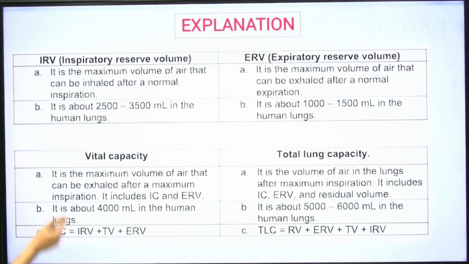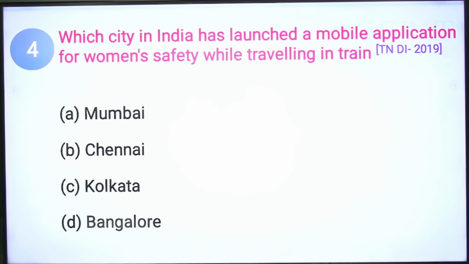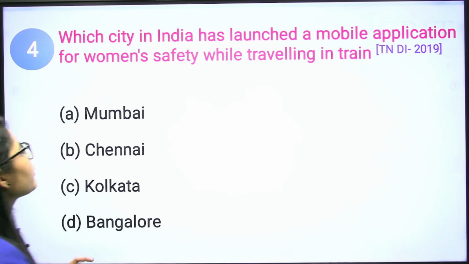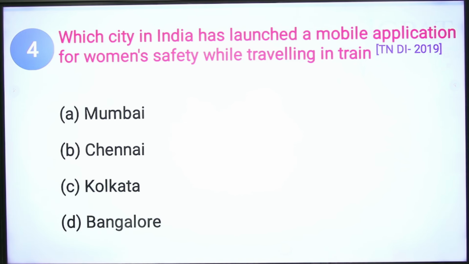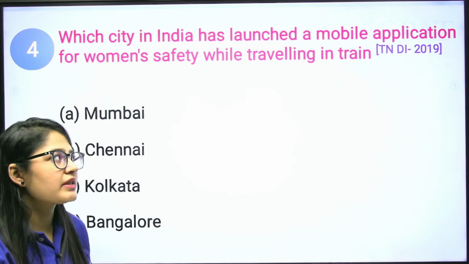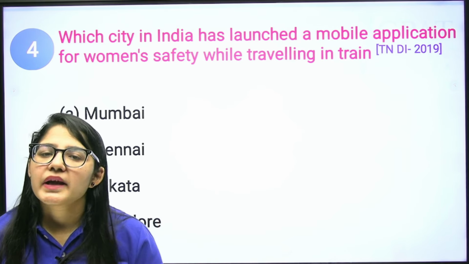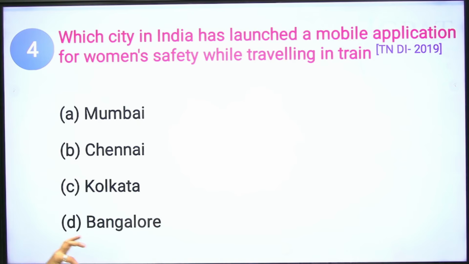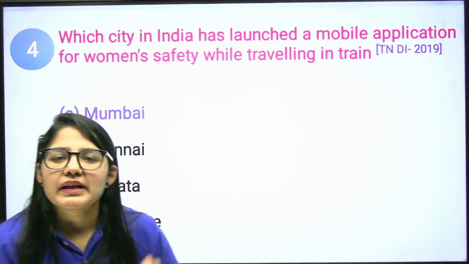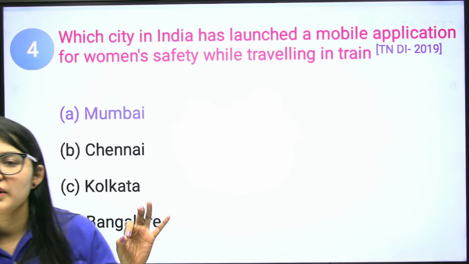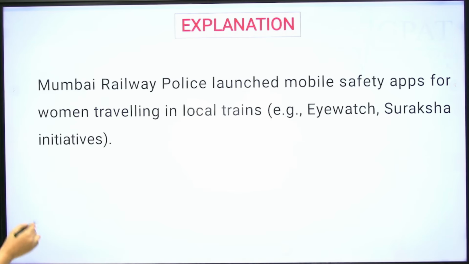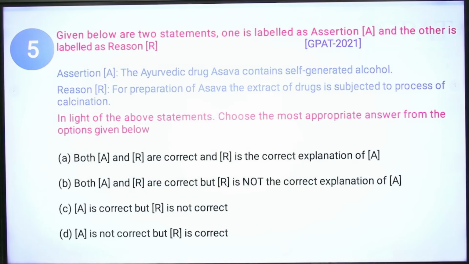Okay, fine. The next question. Which city in India has launched a mobile application for women's safety while traveling in train? This is the previous year question from TNDI 2019, Tamil Nadu Drug Inspector question from 2019. So, I will just inform you that Mumbai was the first city in India that launched the mobile application for women's safety while traveling in train. They have their particular app. Okay? Clear? Good. Next question.